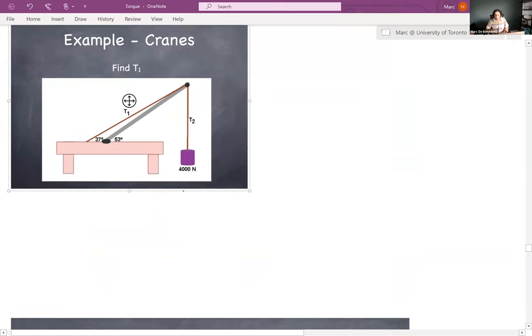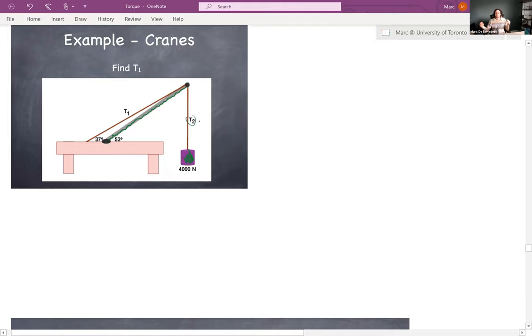The question says, you know everything except tension one. Here's a crane attached to a table. We have the very heavy metal beam that consists of the crane, and it has to be a heavy metal beam because if it was a light metal beam, it would just crumble under the force. And this metal beam is holding 400 newtons of load through this tension here.